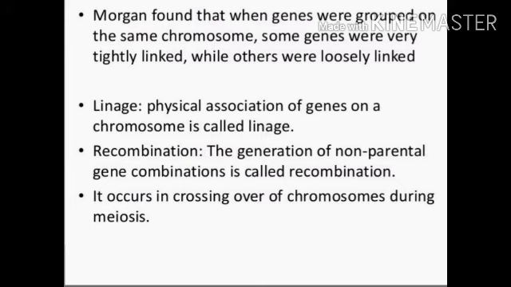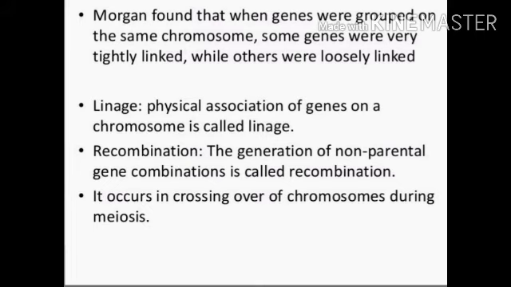Morgan found that when two genes were grouped on the same chromosome, some genes were very tightly linked, whereas others were loosely linked. The physical association of genes on a single chromosome is known as linkage. Recombination: the generation of non-parental gene combinations is known as recombination. Recombination occurs through crossing over of the chromosomes during meiosis.